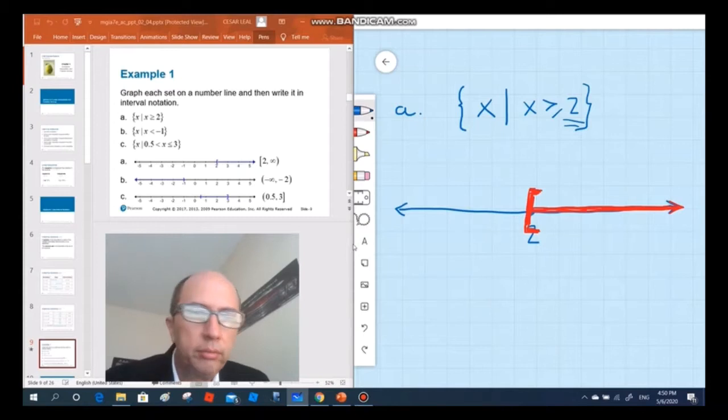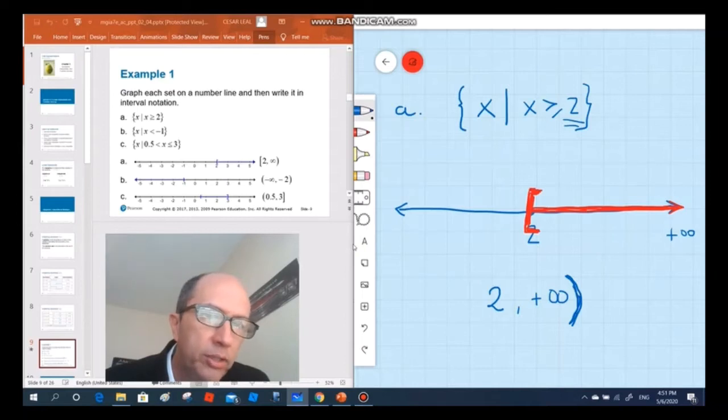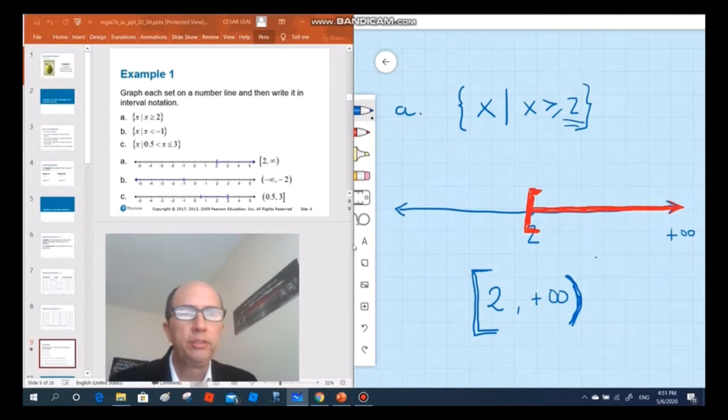Now interval notation. In interval notation, you go from 2 to positive infinity, right? This is positive infinity. Is positive infinity included, parentheses or bracket? Well, positive infinity and negative infinity, you're always going to use parentheses because you never actually reach infinity. And 2 is included or not included? Yes, greater or equal, so it's included. You use this bracket here. So this is interval notation.